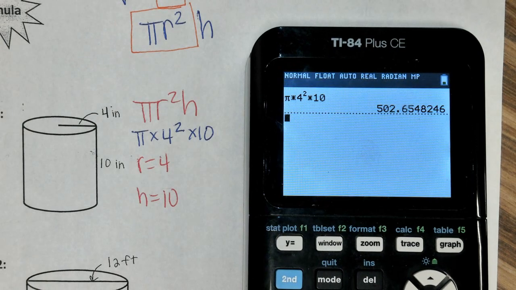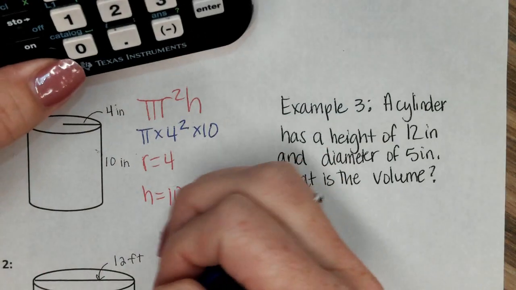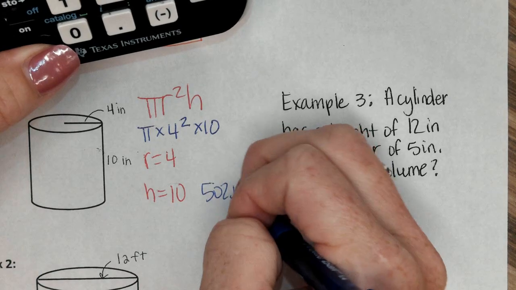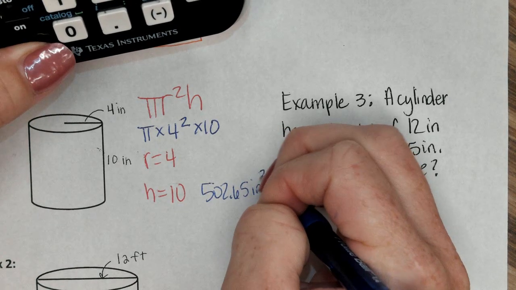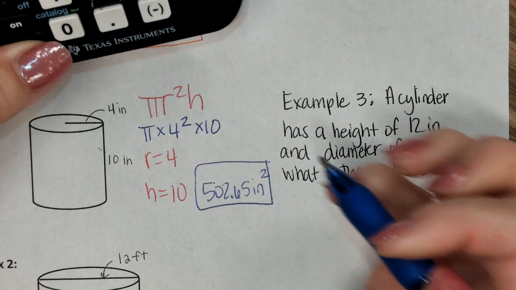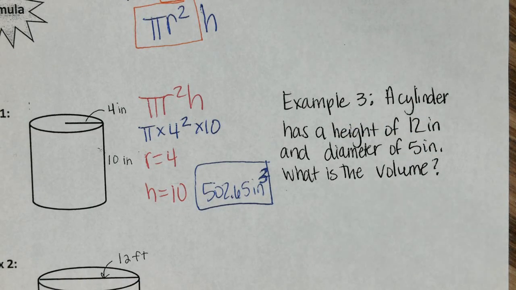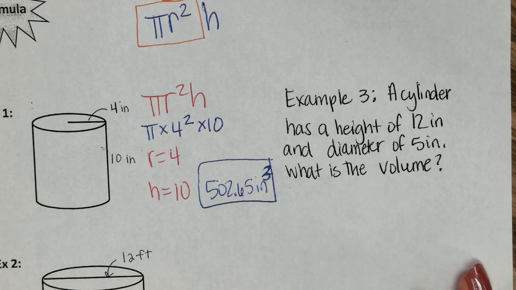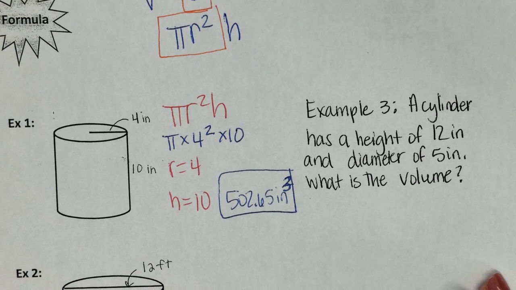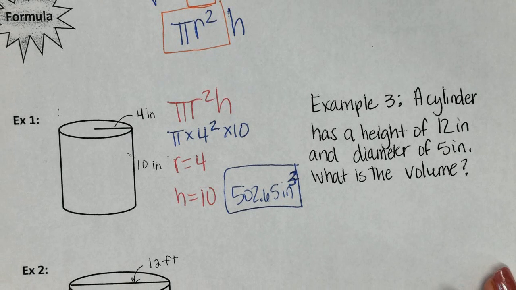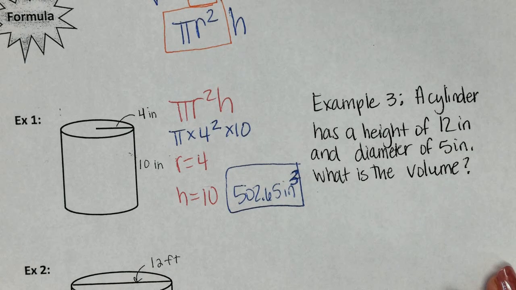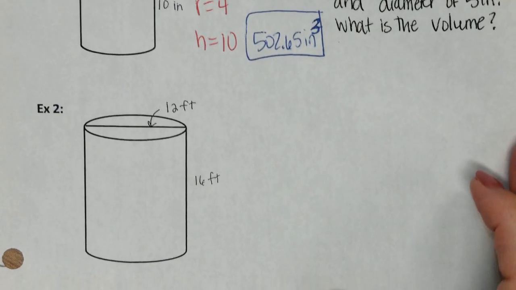And your answer is 502.65 inches squared, because this is, inches what? Cubed, because this is volume, not squared. Squared is area, cubed is volume. Easy? All right, go to number 2.